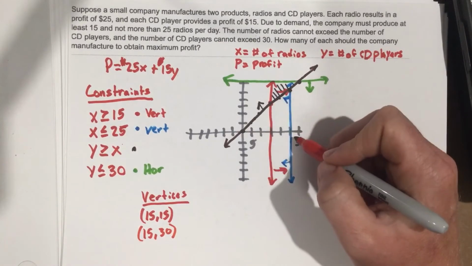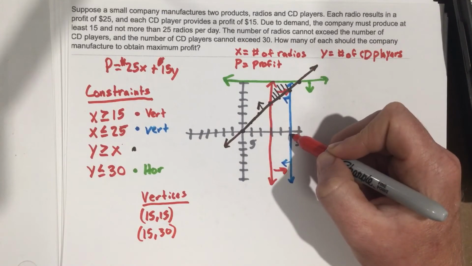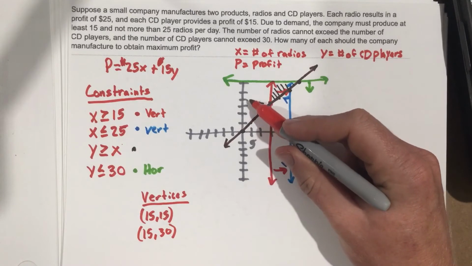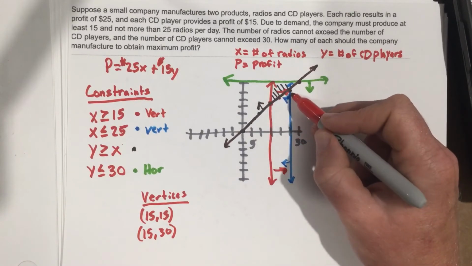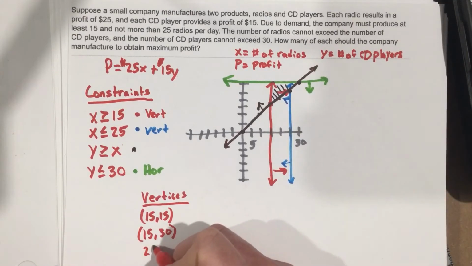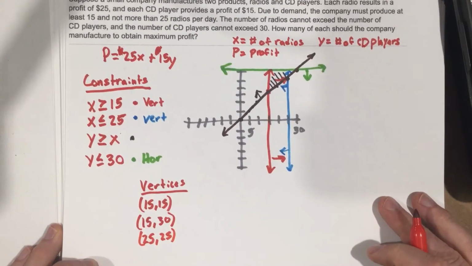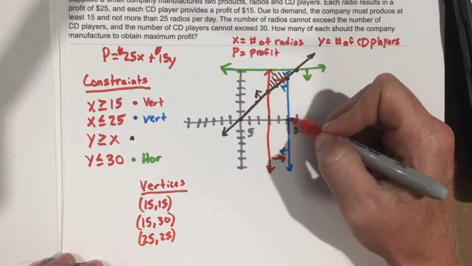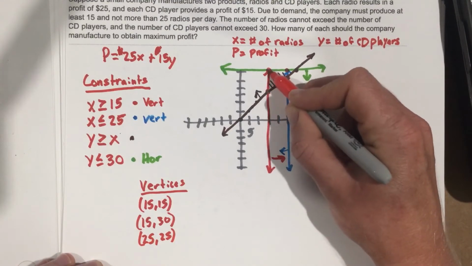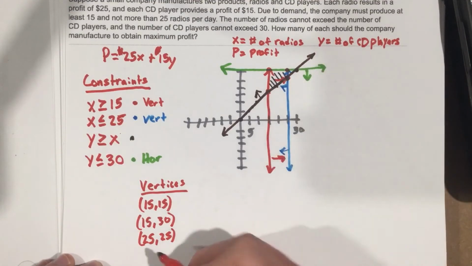Another vertice is 25 and 25. That's another one of those. And finally, our last vertice is up here. So we've got a vertice here, here, here, and here. And we just need this last one, which is 25 and 30.